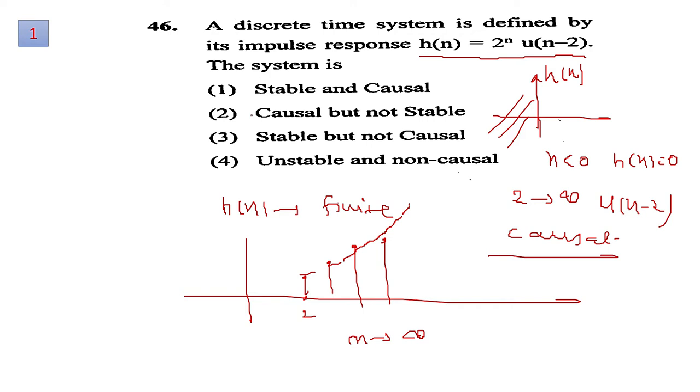So we check the options: stable and causal, this is not correct; causal but not stable. So option number 2 is the correct answer for question number 1.